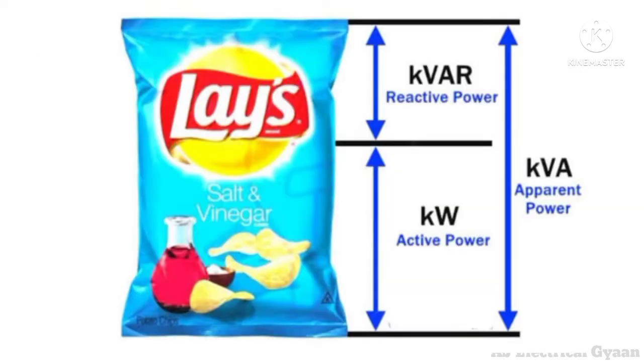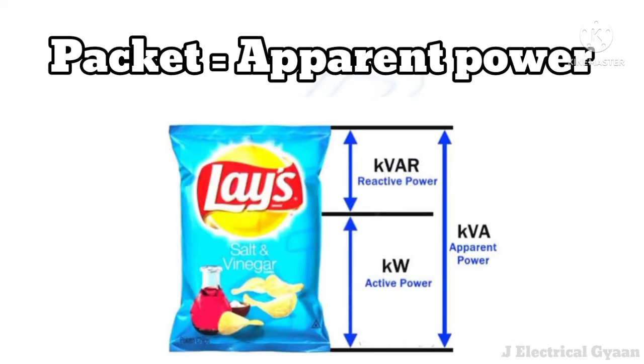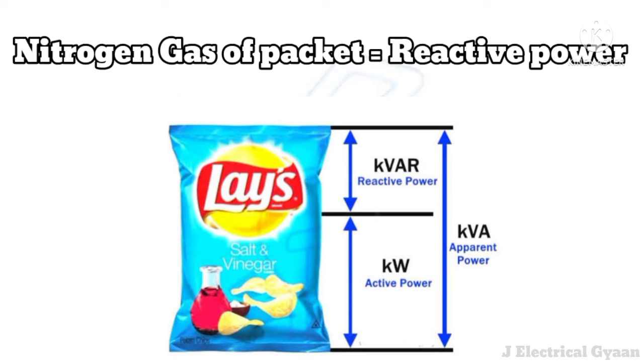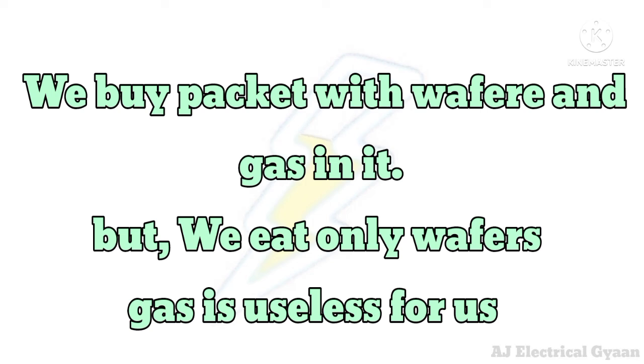For example, a packet of wafers. The packet is the apparent power, the wafer is the active power, and the nitrogen gas in the packet is the reactive power. We eat only the wafers. The nitrogen gas is useless for us. But in a packet, both wafer and nitrogen gas are present.